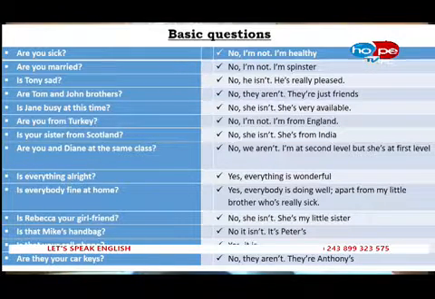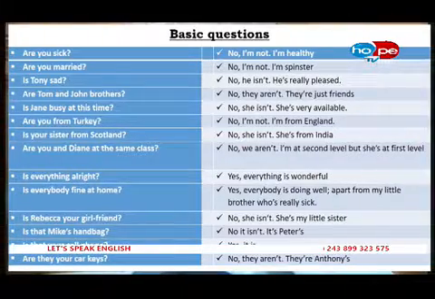All these examples are written with the verb to be. We are going to see. We are going to detect. We have questions on the left and answers on the right. I start by, are you sick? Sick means ill. Sick means diseased. Are you sick? No, I'm not. I'm healthy.